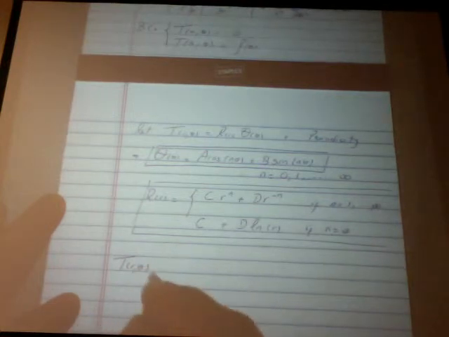Periodicity. So the general solution is going to look like C0 plus D0 times the log of r, plus the summation from n equal 1 to infinity of Cn r to the n plus Dn r to the minus n, times An cosine of n theta plus Bn sine of n theta.